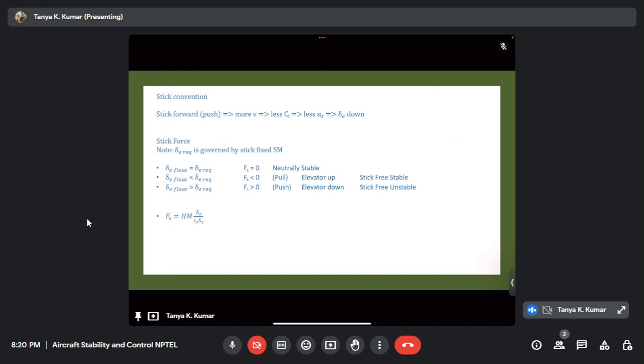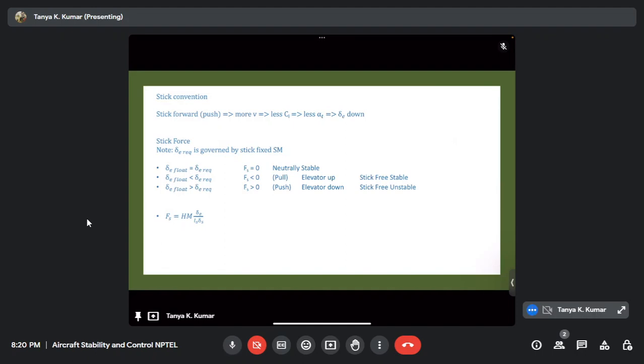Then we saw 3 cases where the delta E float is equal to the delta E required, where the delta E float is less than the delta E required, and where it is greater. Now you must note that the delta E required is governed by the stick fixed static margin only, not by the stick free static margin. What was delta E required? The amount of elevator deflection required to trim the aircraft at some given CL.